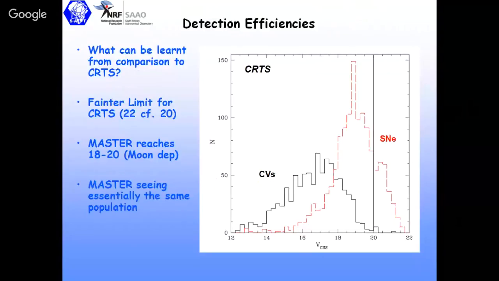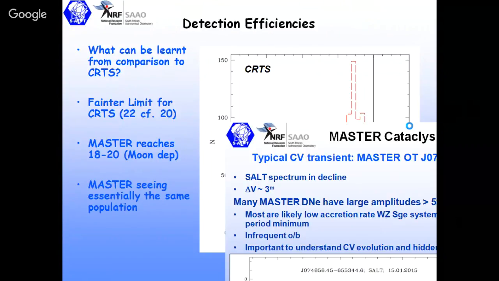This is the distribution of brightness and number. And you can see it cuts off here at 20th magnitude. And so even though Catalina goes down to 22nd magnitude compared to 20 at best for MASTER, we're not really missing anything of the population here. So MASTER is essentially looking at the same population as Catalina. And we followed up on a number of these CVs.